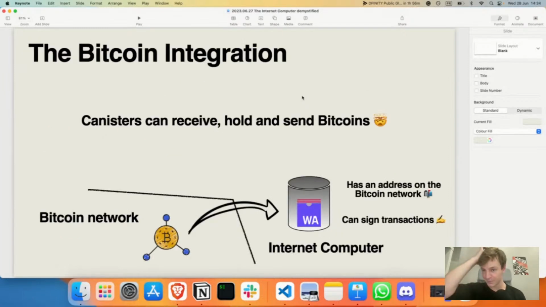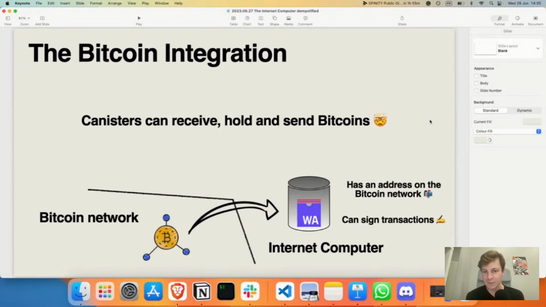Okay, so until here we've seen canisters and we've seen what we can do with them. There is one last thing which has been worked on for the previous months and even previous years, and it's finally available, and it's really, really amazing, and I think it's going to push the IC to new heights. It's the Bitcoin integration. So what does it mean and how does it work?